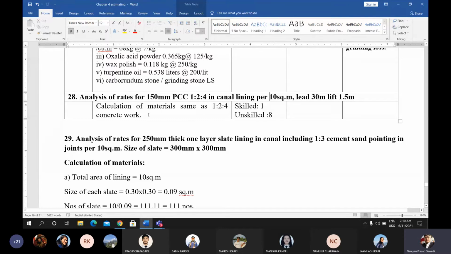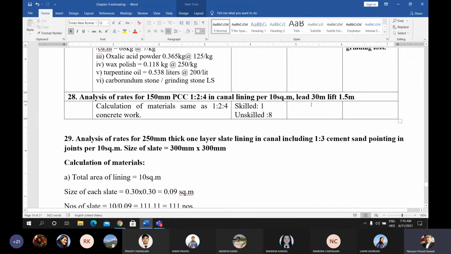You will get the volume of cement, and that volume of cement multiplied by 2 gives the volume of sand, and multiplied by 4 gives the quantity of aggregate. You know the rate of cement, sand and coarse aggregate, so after knowing that, the material cost can be worked out. For this purpose, skilled manpower is one number and unskilled manpower is 8 numbers, at the rate of 1200 per number and 900 per number respectively. You can find the material cost and labor cost.